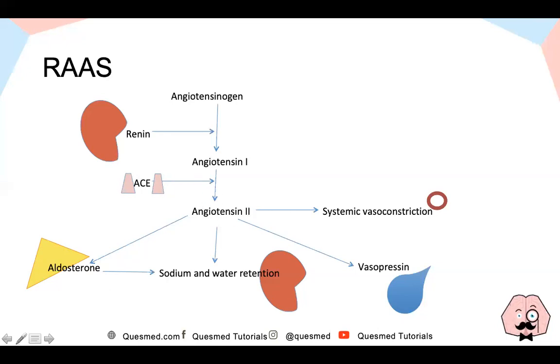Angiotensin 2 then can work in a variety of ways. Angiotensin 2 itself can cause systemic vasoconstriction, and that will increase blood pressure. As we said before, it can cause release of vasopressin. And angiotensin 2 also can cause aldosterone release from the adrenal cortex, and aldosterone causes sodium and water retention. And that's generally in the distal convoluted tubule of the glomerulus.